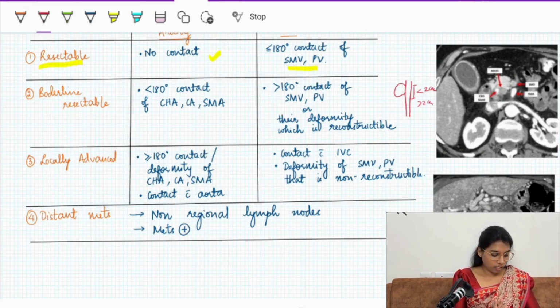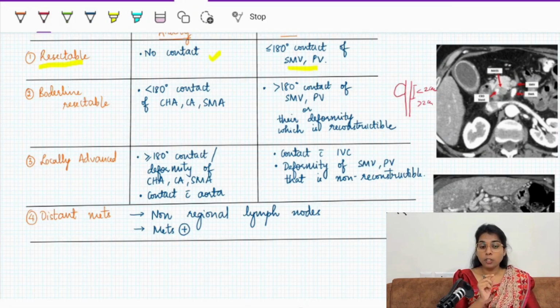Come to the artery. Artery resectable was no contact. Borderline resectable was from no, it goes to less than 180-degree contact with common hepatic artery or celiac artery or superior mesenteric artery. Now, what will be locally advanced? Obviously, more than 180-degree contact with common hepatic artery or celiac artery or superior mesenteric artery.